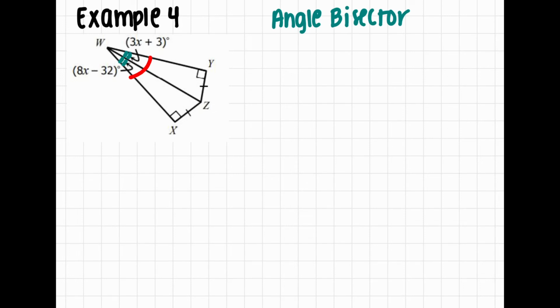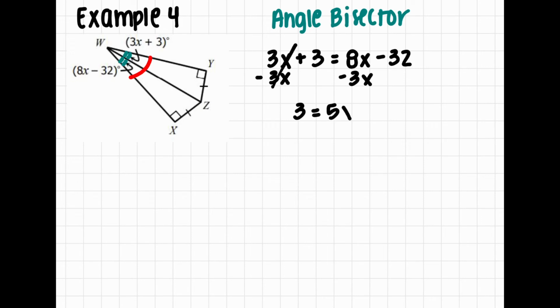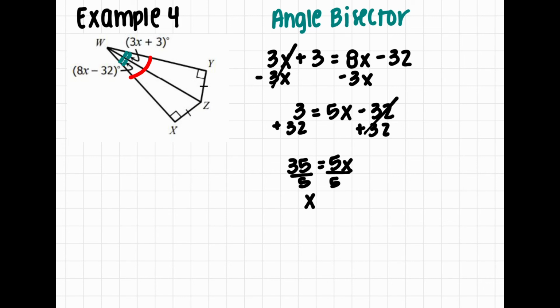Just like in the perpendicular bisector, all we're going to do is set them equal. So 3x plus 3 is going to be equal to 8x minus 32. I'm going to solve for x. I'm going to move the smaller one, so I'm going to subtract 3x from both sides. When I do that, it cancels out on the left, and I'm left with just 3 is equal to 5x minus 32. I'm going to add 32 to both sides. Cancels out on the right. 3 plus 32 gives me 35, which is equal to 5x. And my last step to get x by itself is to divide both sides by 5, so x equals 7.